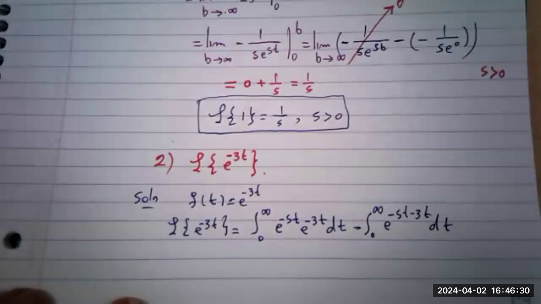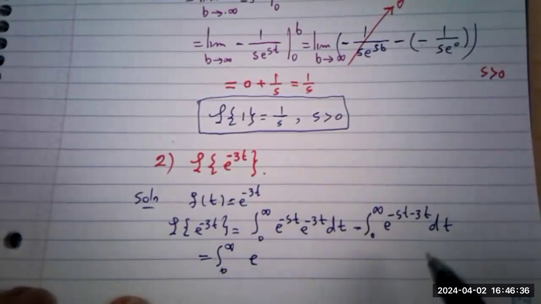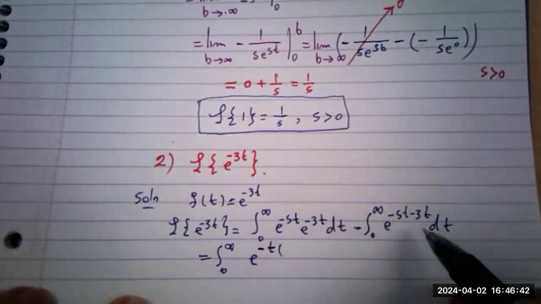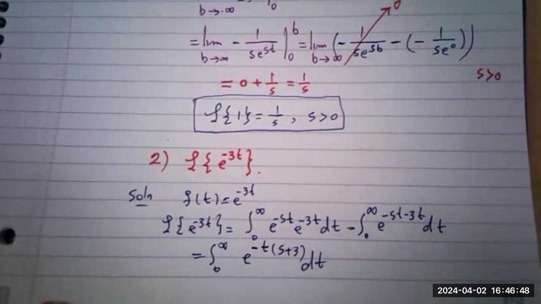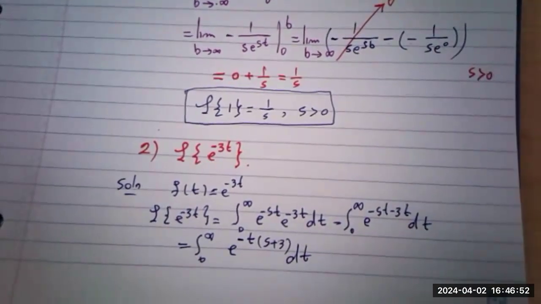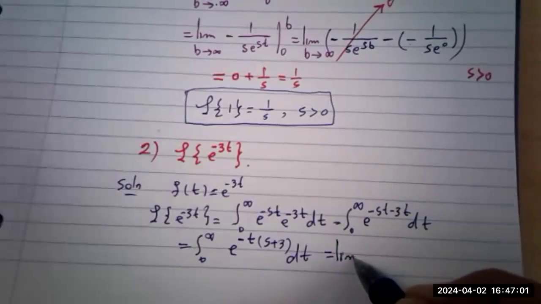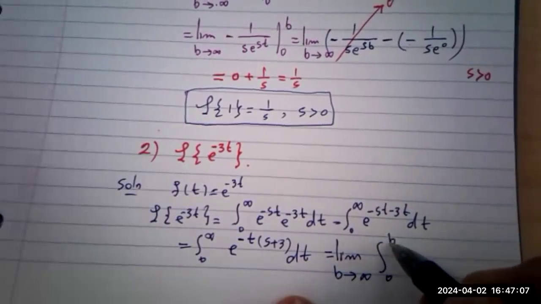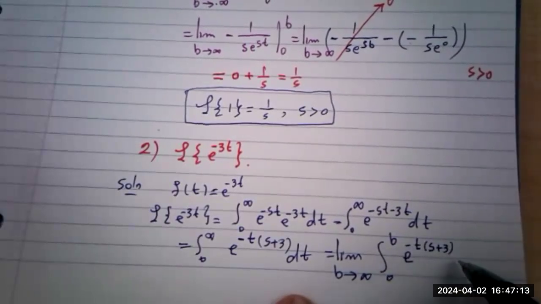I pull out the negative t as a factor, then the integral from 0 to infinity of e to the, I pull out the negative t, so inside I get s plus 3, dt. You have to do this one eventually, so we do it now. Now write it down as a limit, then integrate it. You know that you cannot integrate it as is. So it's going to be the limit as b goes to positive infinity of the integral from 0 to b of e to the negative t times s plus 3, dt.